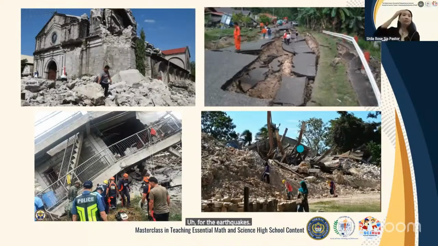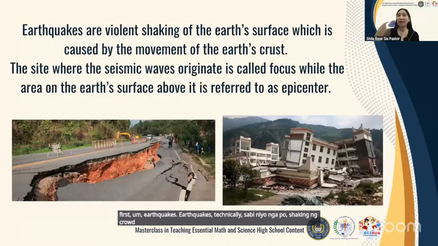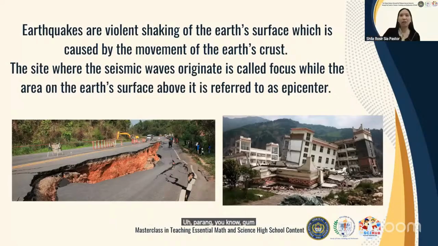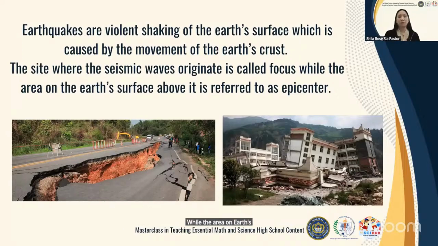So, ano bang reason bakit nagkaka-earthquake? So, what are the mechanisms when we have earthquakes? Okay. So, let's define first earthquakes. Earthquakes, technically, sabi nyo nga po, shaking ng ground, parang nagkaka-vertigo, parang, gumagalaw ang mundo mo na parang kahit naka-steady ka lang, hindi tumitigil ang mga bagay-bagay. So, earthquakes is a violent shaking, pwedeng subtle to violent. Kasi nga, madami namang earthquakes. So, violent shaking of the Earth's surface, which is caused by the movement of the Earth's crust. The site where the seismic waves originate is called the focus, while the area on Earth's surface above it is referred to as the epicenter.